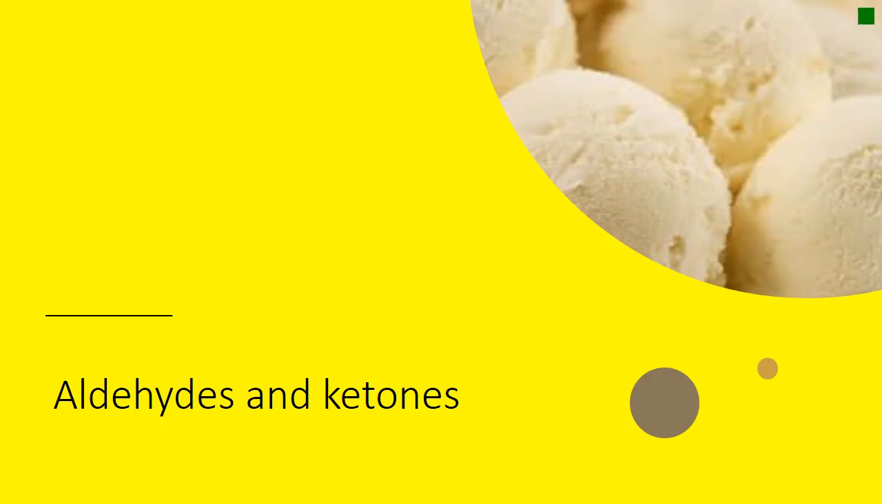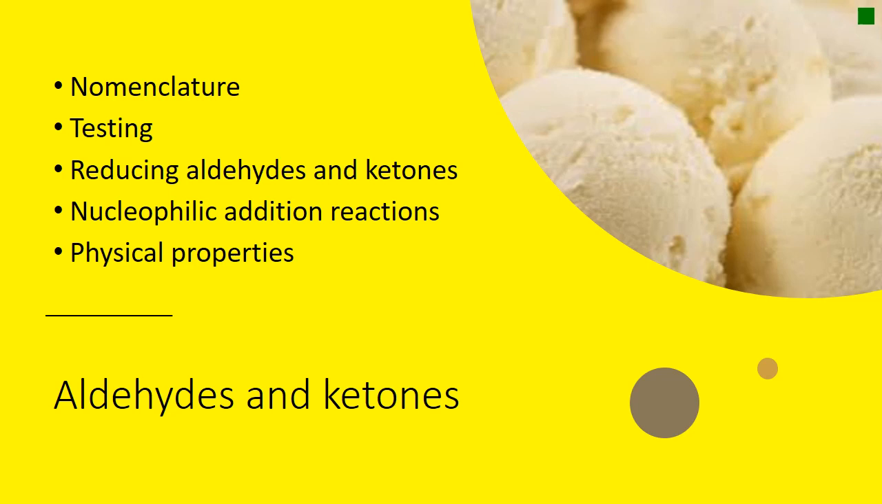That takes us to the end of this lesson on aldehydes and ketones. All that remains is for us to check that we've covered everything that we planned to do. We had a look at nomenclature. We named a few aldehydes and ketones. We reviewed the Fehling's and the silver mirror test. And then we had a look at reducing the aldehydes and ketones with hydride ions. We looked at that mechanism as well, the nucleophilic addition mechanism, with the nucleophile in this case being the hydride ion. And lastly, we've just had a look at the physical properties of boiling points and solubilities. So there we have it. That's our lesson on aldehydes and ketones.